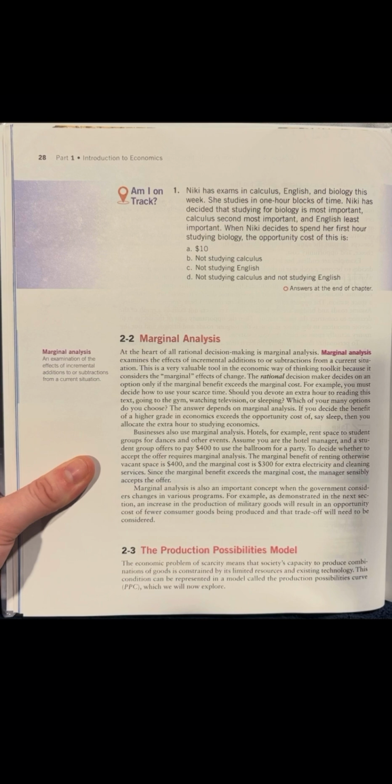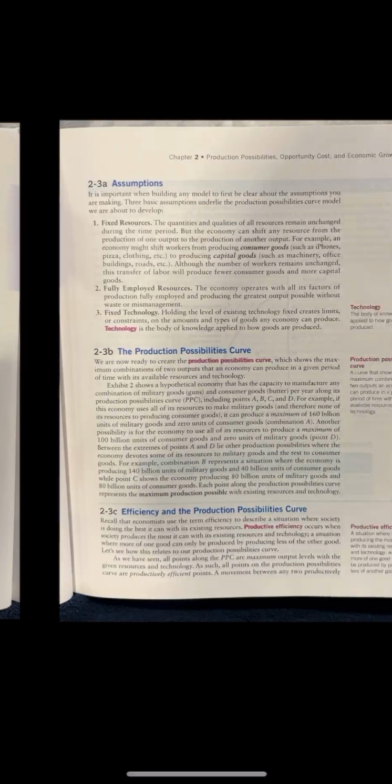2-3. The Production Possibilities Model. The economic problem of scarcity means that the society's capacity to produce combinations of goods is constrained by its limited resources and existing technology. This condition can be represented in a model called the Production Possibilities Curve, PPC, which we will explore now.